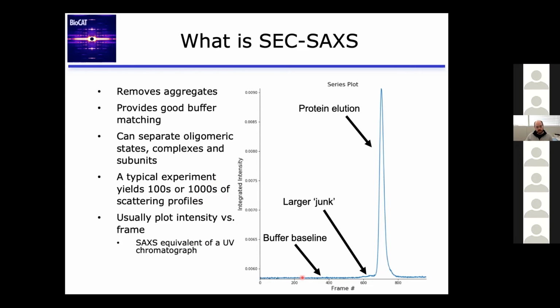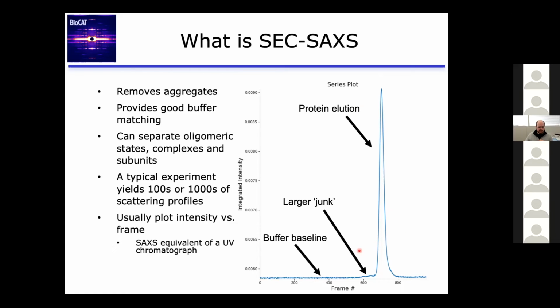So nice, flat, low scattering out here corresponds to buffer. When protein comes out, it scatters more than buffer, so we see a peak, and then we come back down to buffer at the end. And if you look carefully, there are a couple of small peaks out here, which in this solution correspond to some kind of larger junk, maybe oligomeric states, maybe a little bit of aggregate, that we've managed to purify away from this main protein peak.